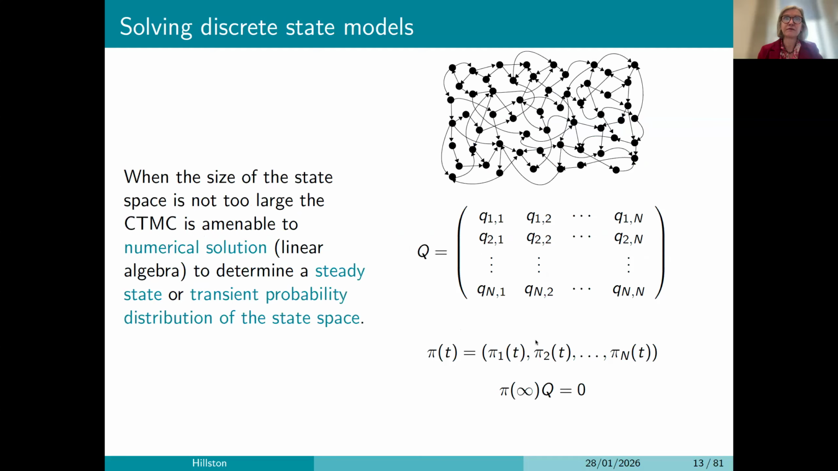When the size of the system is not too large, and with our state-of-the-art tools, too large is something between 1 million and 10 million states, then we would look at a numerical solution and use linear algebra, essentially, and various techniques to derive the steady-state probability distribution or the transient probability distribution to tell us the likelihood of being in different states, and from those we can get those performance measures.